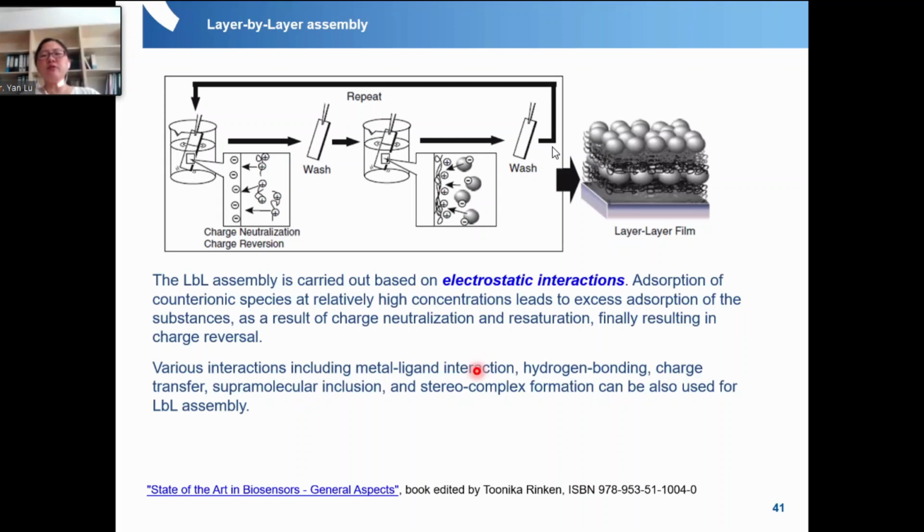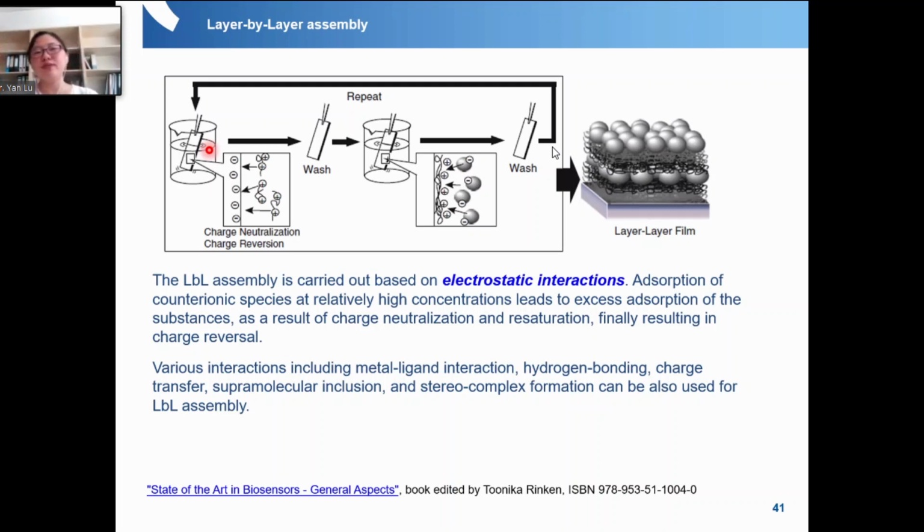The last method I want to talk with you about is also an often used one: layer by layer assembly. It's also easy. You have a dispersion of your colloidal particles and you have a substrate. Due to electrostatic interaction, if you have a negatively charged substrate, then you put in positively charged colloidal particles, and the positively charged particles will adsorb onto the negative substrate. Then you pull it out, wash it, and you have one layer ready.